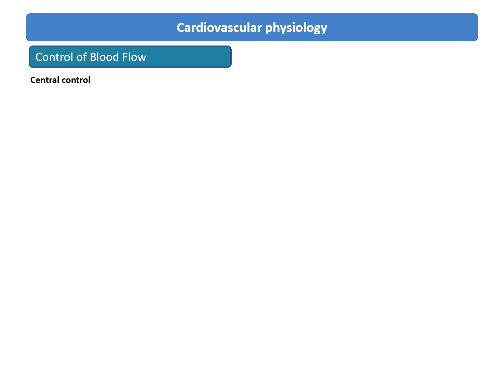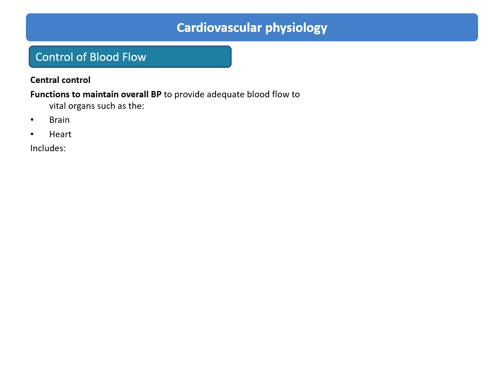What about central control? The central control has a different function. Its function is to maintain overall blood pressure to provide adequate blood flow to the vital organs, such as the brain and the heart. It includes the sympathetic nervous system, the parasympathetic nervous system, and epinephrine.